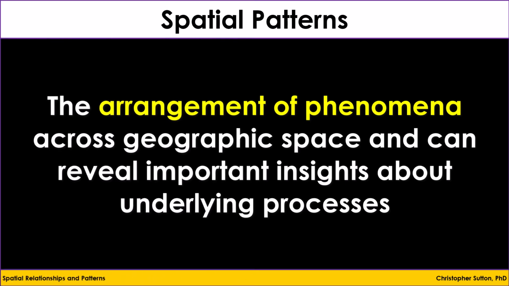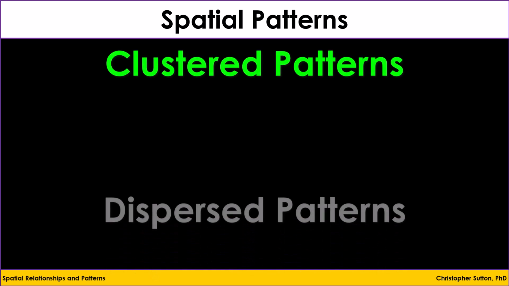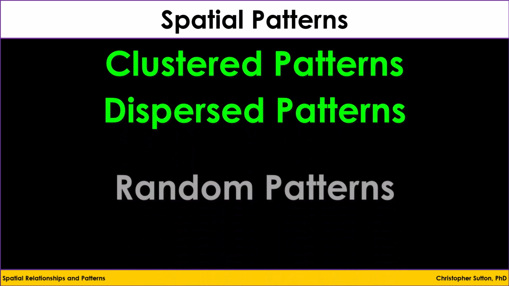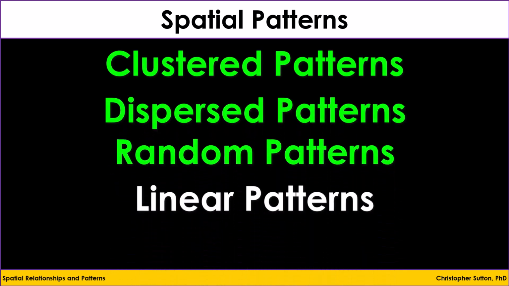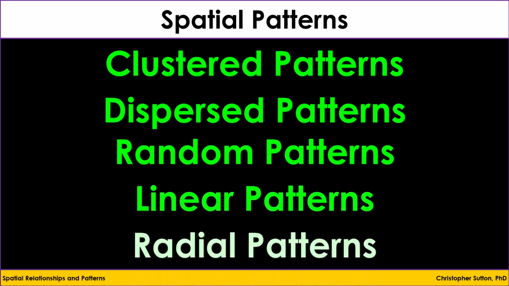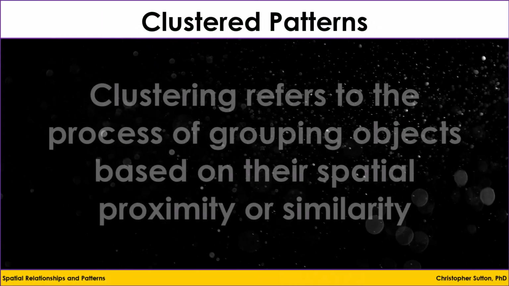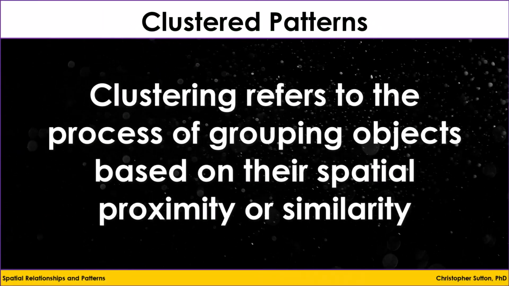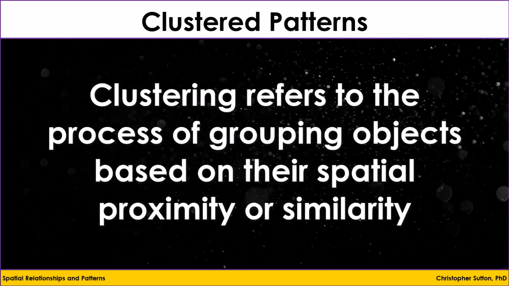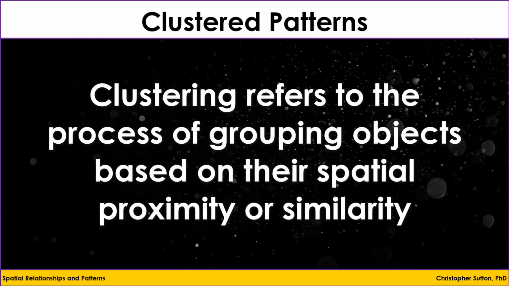Spatial patterns describe the arrangement of phenomena across geographic space and can reveal important insights about underlying processes. Patterns are often categorized as follows: clustered patterns, dispersed patterns, random patterns, linear patterns, and radial patterns. Let's look at these individually. Clustered distributions, or more simply clustering, refers to the process of grouping objects based on their spatial proximity or similarity.